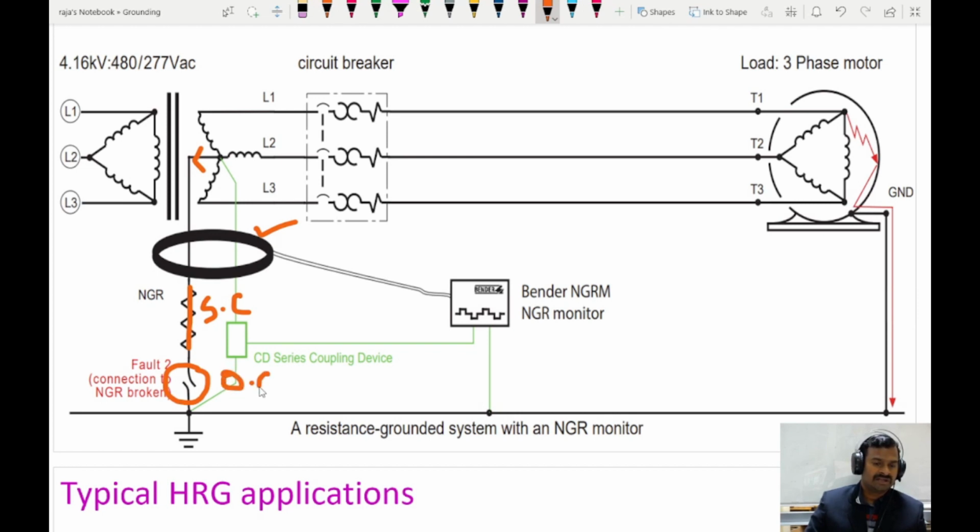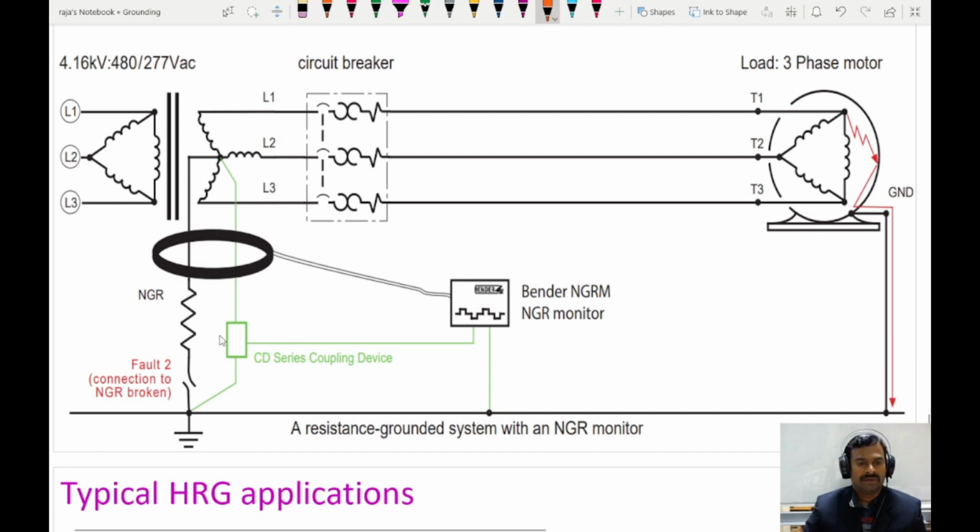In case of short circuit, the system will behave like a solidly grounded system. In case of open circuit here, the system would behave like an ungrounded system. Both are not good cases for a system which is defined to work in this resistance grounding system. So here we have the CT. As I told you, the CT will identify the fault current, and it will give the signal. For identifying the resistance condition, we have this CD series coupling device.